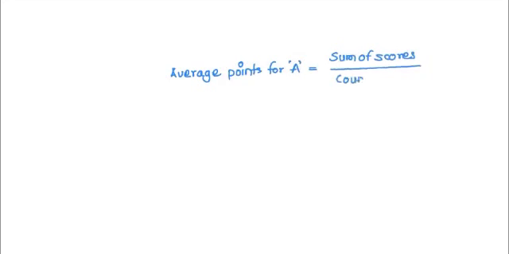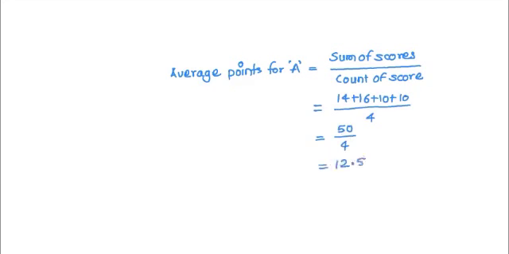Let's write, mean is equal to, so that is equal to 50 divided by 4, and that is equal to 12.5. So average points for player A is equal to 12.5.